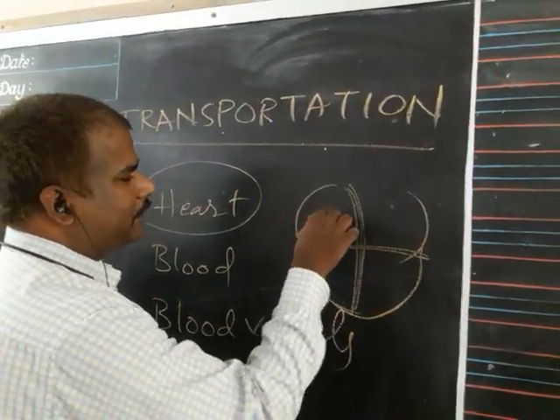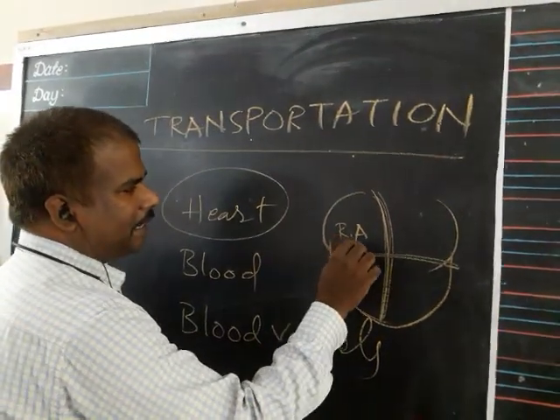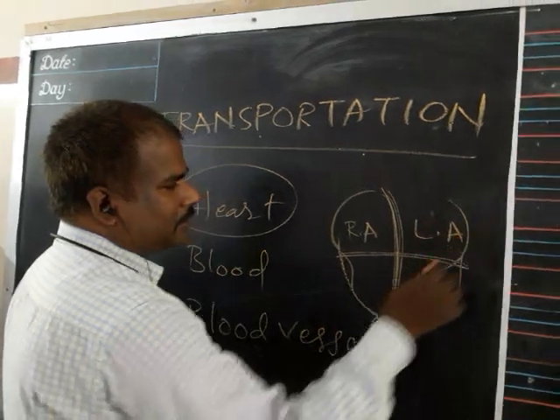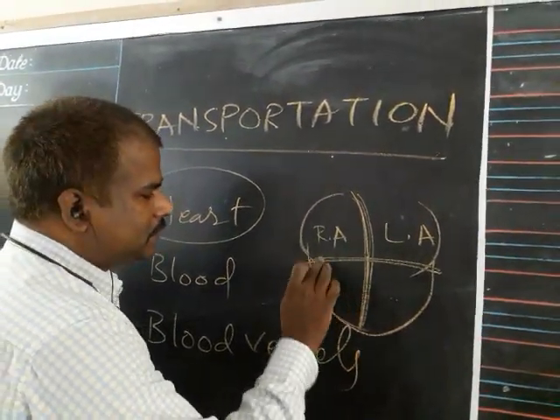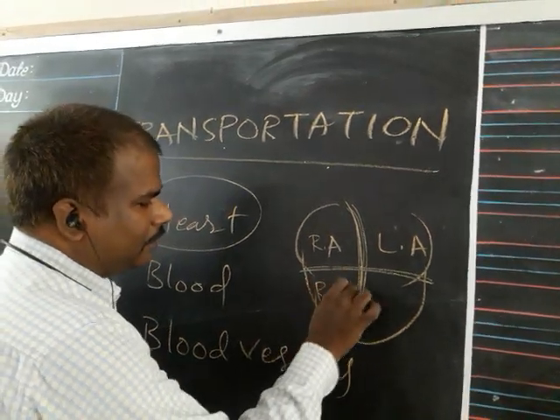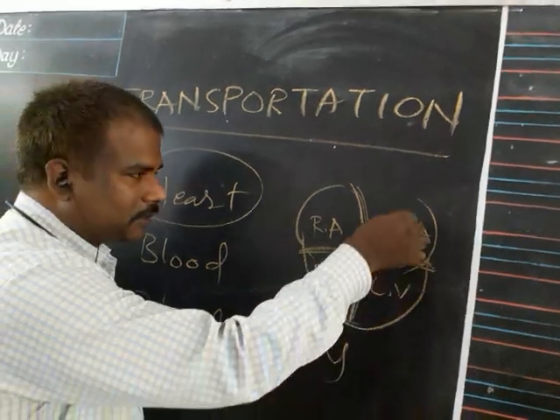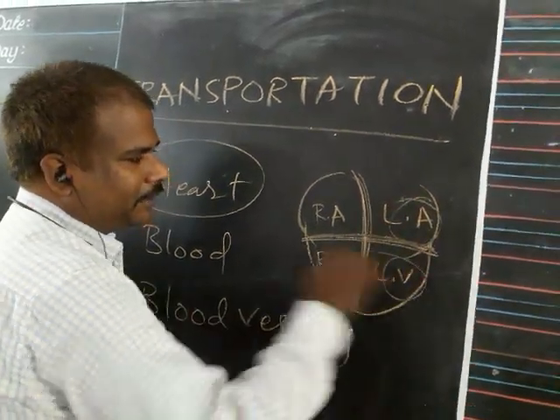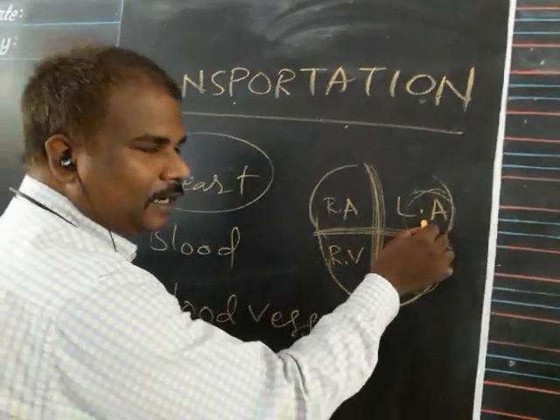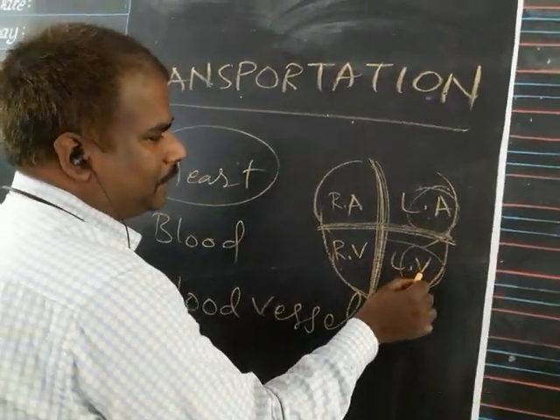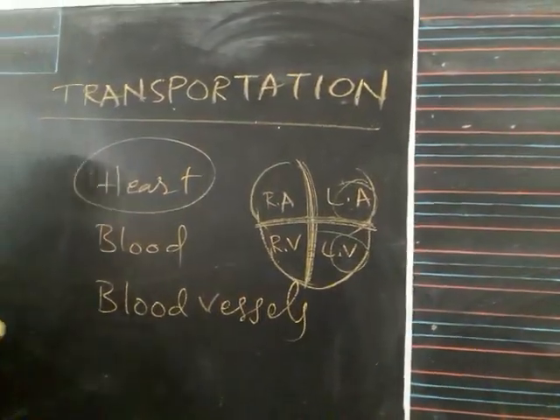The upper ones are called auricles. The right side is the right auricle. This vertical groove separates the right auricle and left auricle. On the lower side, ventricles are there, called the right ventricle and left ventricle. One more horizontal groove separates auricles and ventricles, and the vertical groove separates the right and left chambers.